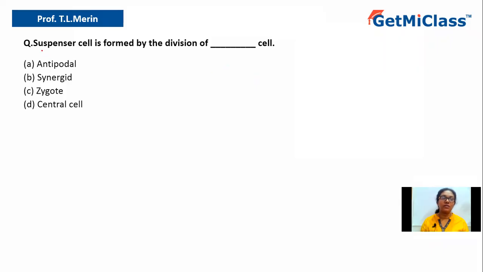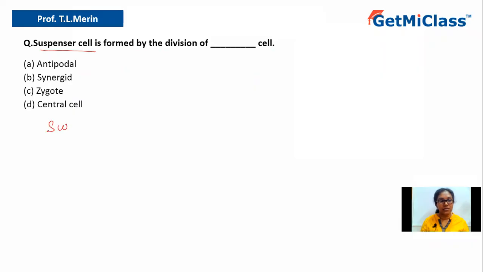Today we are going to solve this question which says suspensor cell is formed by the division of dash cell. Option A antipodal, option B synergid, option C zygote, option D central cell. So the question says suspensor cell is formed by the division of dash cell. So which cell among these will give rise to suspensor cell?